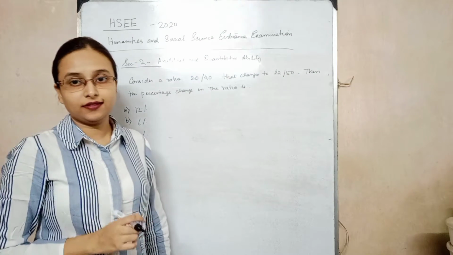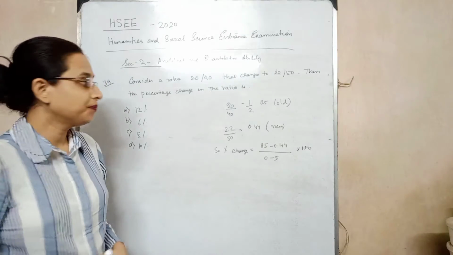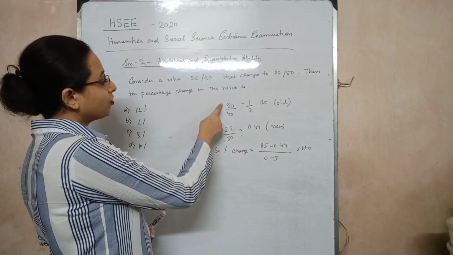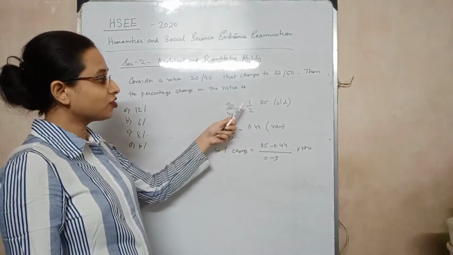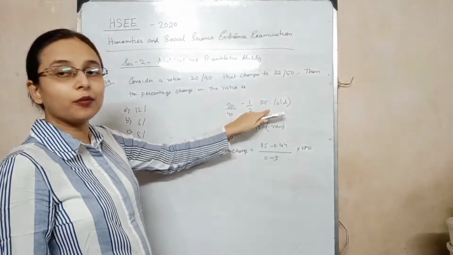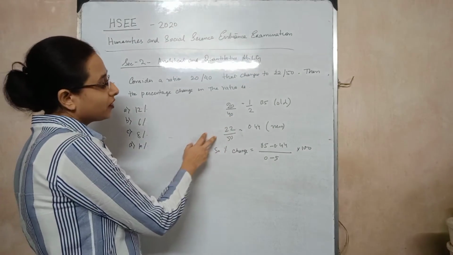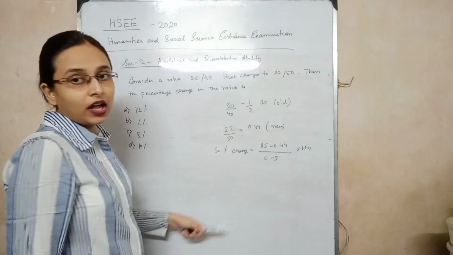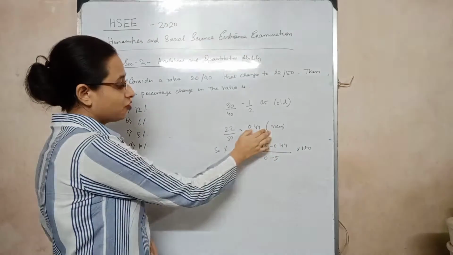Now we will solve the answer. See, I have already written down few things here. See, the given ratio is 20/40. If we do the calculation, that comes to 1/2, which is 0.5. That is the old ratio. Now the new ratio given is 22/40. After calculation, it comes to 0.44, which is the new ratio.